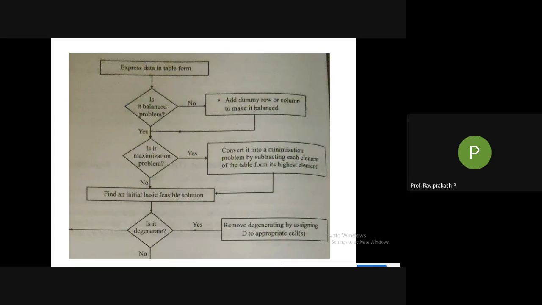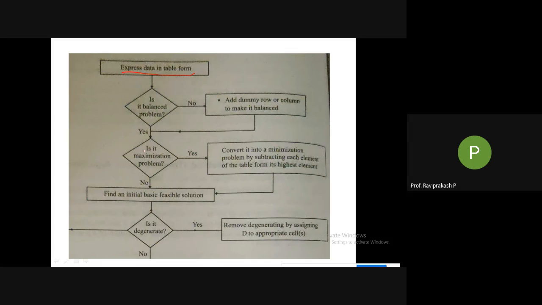I told you this first because usually this would not be a problem, 99% of the times, but there is a 1% chance they could give it in paragraph format. Then we need to express it in table format. Then is it balanced? We need to check whether supply is equal to demand. If no, what to do? Add a dummy row and or column to make it balanced. Then it becomes yes, so it is a balanced problem now.